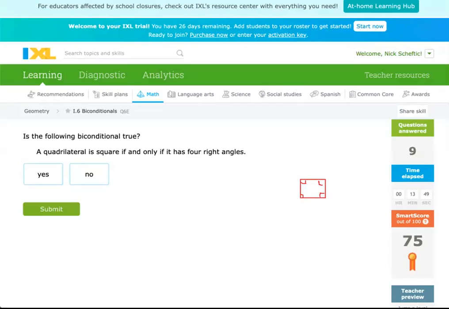All right, look at this next one. A quadrilateral is a square if and only if it has 4 right angles. Well, I think a rectangle can also be a quadrilateral that has 4 right angles as well. So I'd say no on this one.